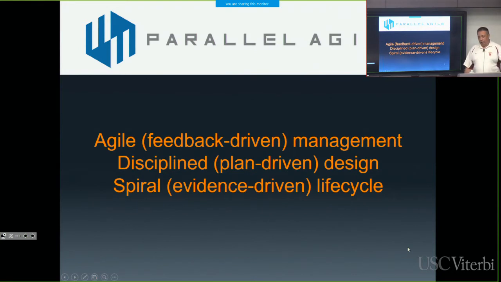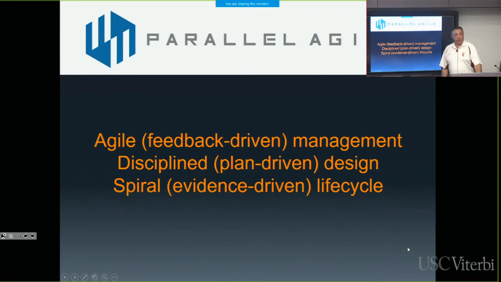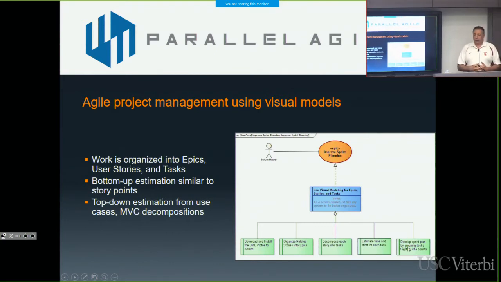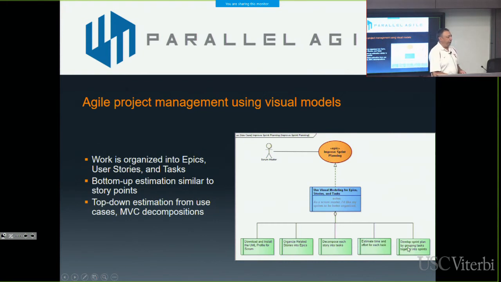So we're trying to do feedback-driven project management combined with plan-driven design, combined with the ICSM spiral model evidence-driven lifecycle. Okay. And so on the Agile project management side, we kind of don't think there's much point fighting a battle with the Scrum people about user stories and tasks and epics. We just kind of accept that that's how projects are managed now.